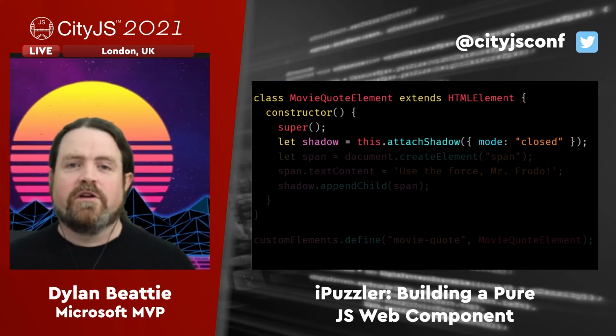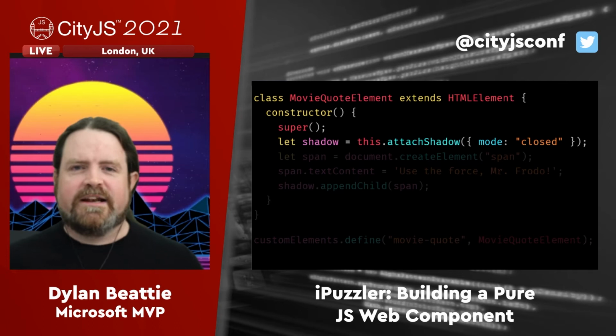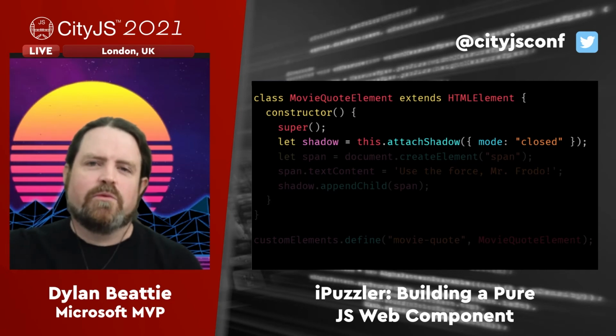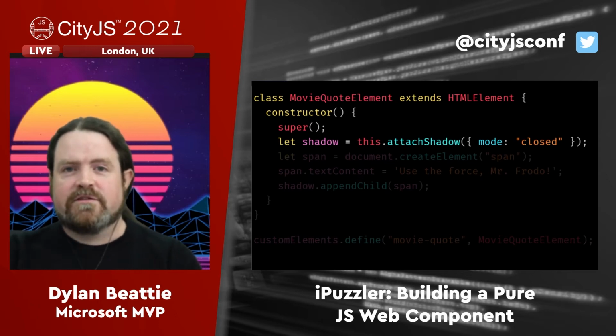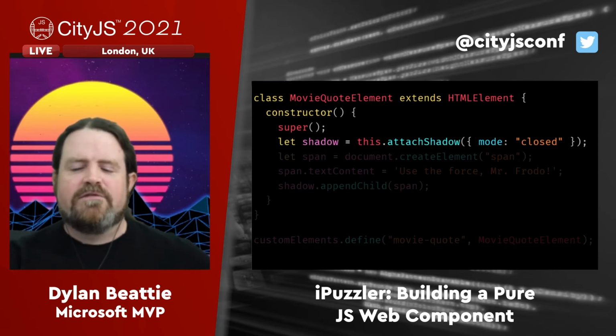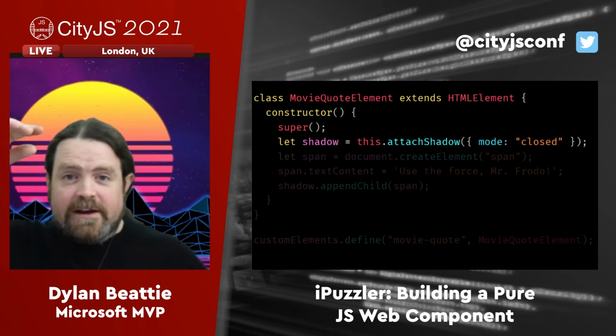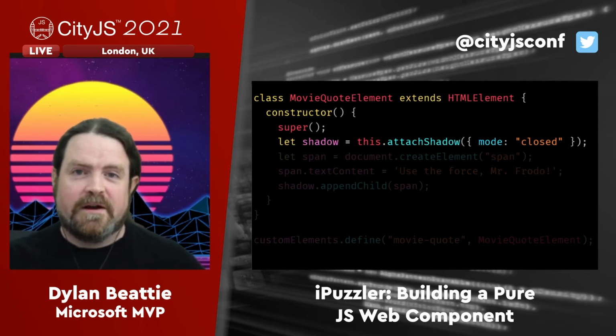The shadow DOM, document object model, basically gives you a little isolated sandbox where you control everything that happens with HTML and CSS and JavaScript. It means things like finding elements by ID don't find everything on the page. They just find the ones that are part of your component, which is really, really cool.